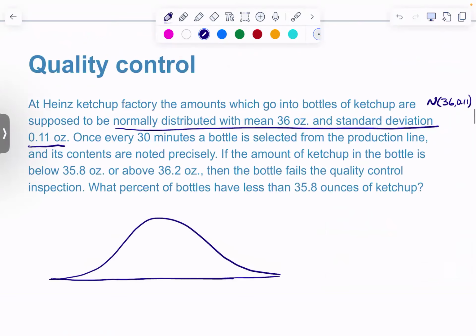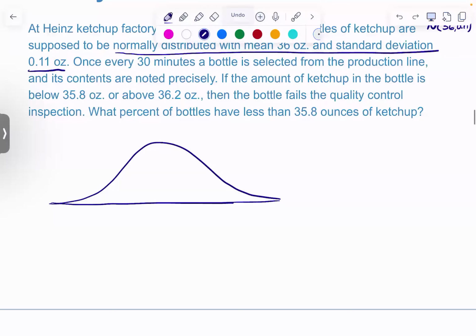So we've got the shape. Oops. The shape, normal. I've got a center. Oops. That's crooked.